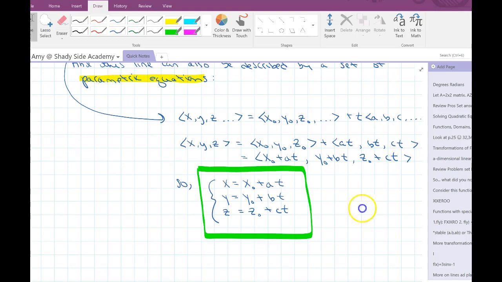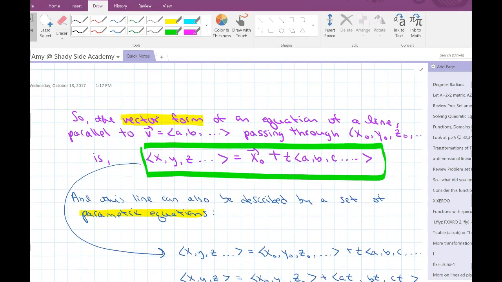Hello, how are you? Okay, this is where we left off in class, everyone. We left off with this equation right here in green, okay? This equation is called the vector form of an equation of a line, all right? So I wrote out here in words where we left off.